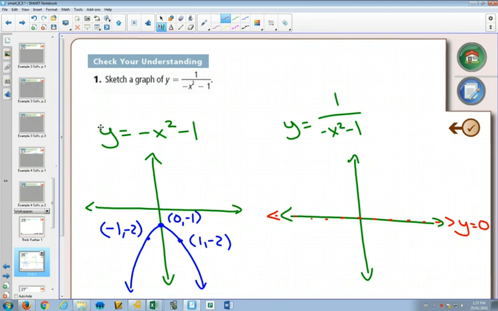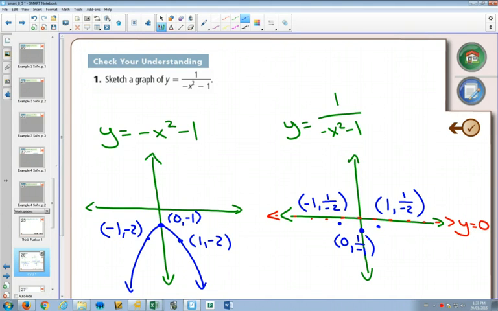Now we can take all of the points that we have. What's going to happen to (negative 1, negative 2)? It's going to become (negative 1, 1 over negative 2). What's going to happen to (0, negative 1)? It's going to become (0, 1 over negative 1), which is still (0, negative 1). And what's going to happen to (1, negative 2)? It's going to become (1, 1 over negative 2).